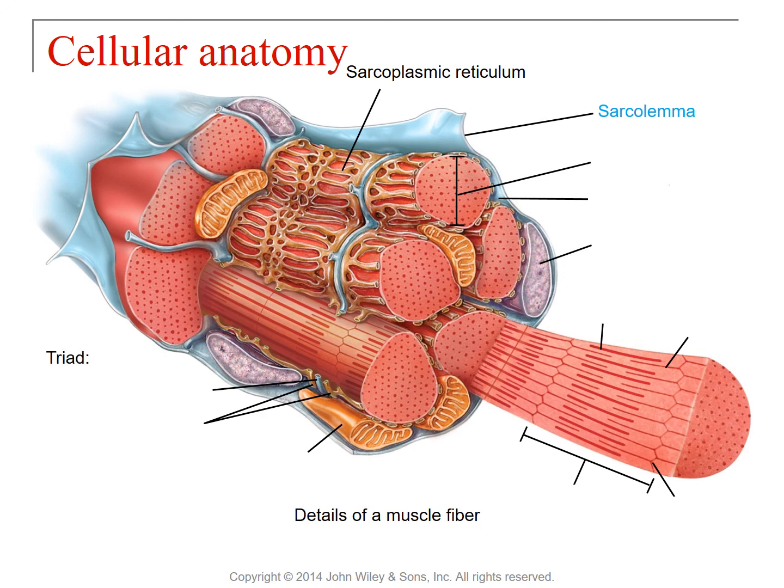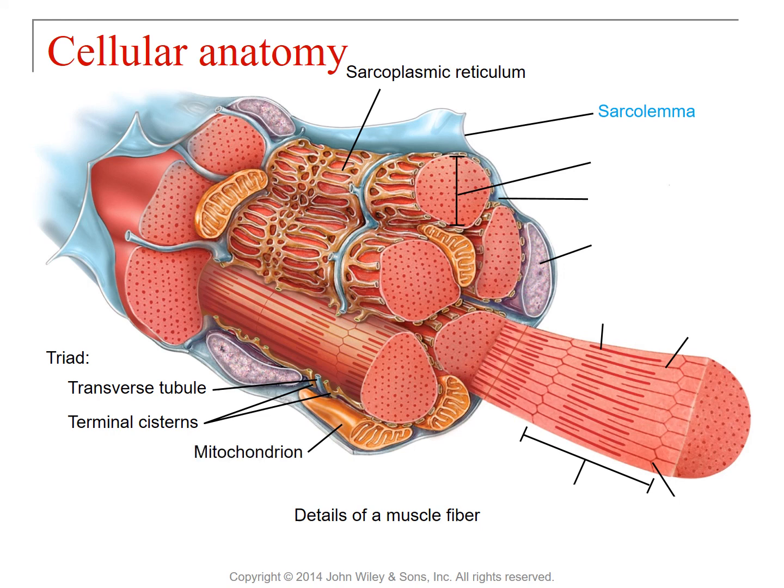Next up we have a triad. Now a triad is a combination of a couple of different things. First of all, terminal cisterns, which are the points of the sarcoplasmic reticulum that come into contact with T-tubules. Now the T-tubule, or transverse tubule, I want you to look at the color of this. It's the same color as the sarcolemma, and actually the T-tubules are where the sarcolemma penetrates down into the cell. The reason for this will become very evident later on.